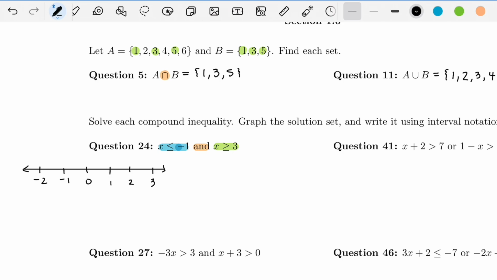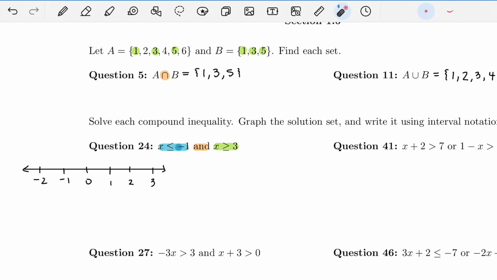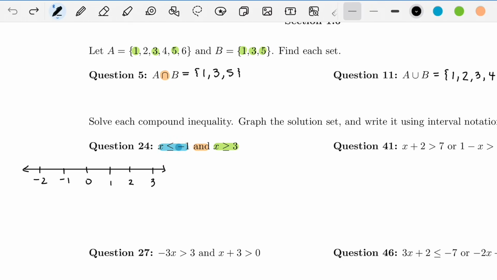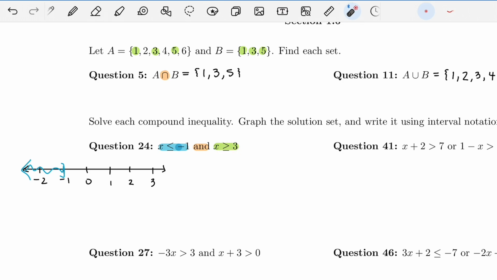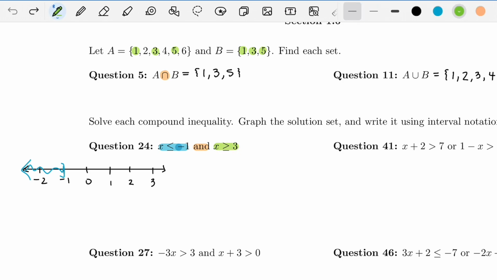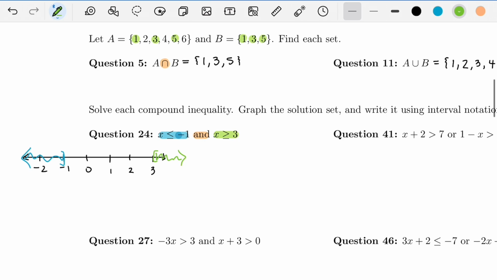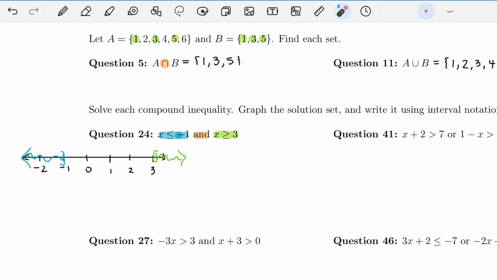So notice for this one in blue here, we're looking at all x values that are less than or equal to -1. So we're including the value of -1 here. So we'll do a bracket, and it's going to be all values that are less than that. So we're continuing on in that direction. Now for the other one here, it's all x values that are greater than or equal to 3. So we're including this value 3, and it's going to continue on in this direction. Now remember, this and here is the same as our intersection. So we want to figure out which values these guys have in common.